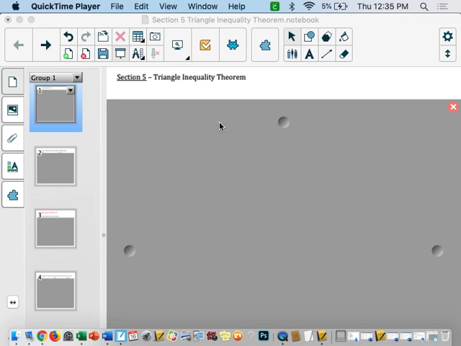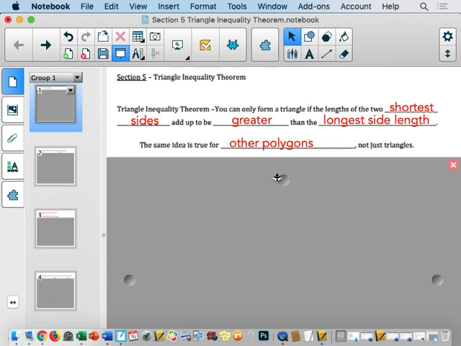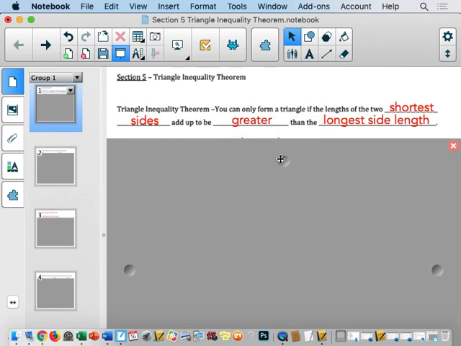This is section 5 of our Shadows notes. We're going to discuss the triangle inequality theorem. As we saw in the what's possible activity, the triangle inequality theorem states you can only form a triangle if the lengths of the two shortest sides add up to be greater than the longest side. The lengths of the two shortest sides must add up to be greater than the longest side.